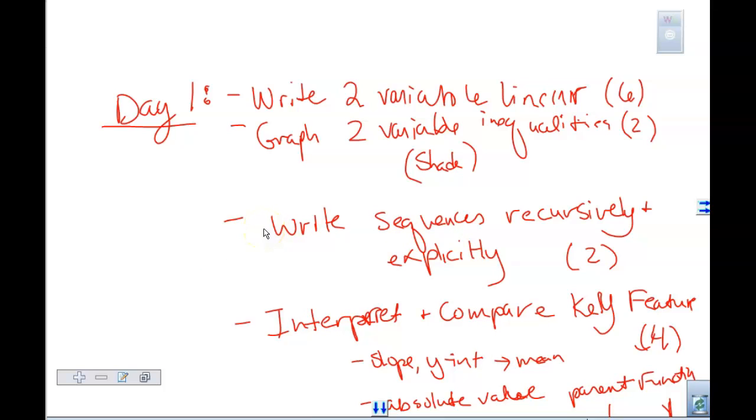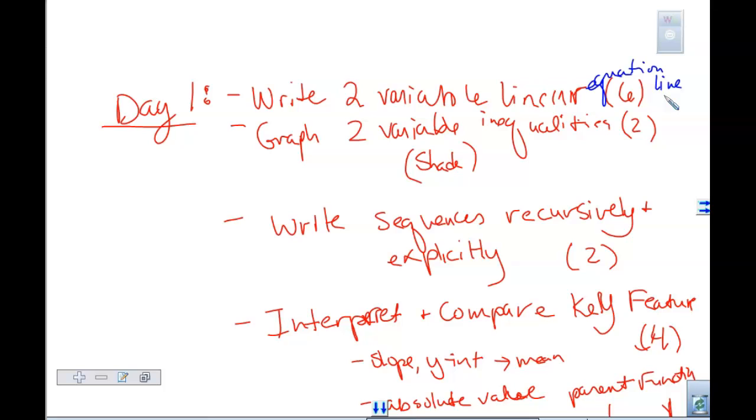So on day 1, here are the types of questions you're going to have. So day one, you need to be able to write a two-variable linear equation. So when I am taking a look at that, the first day, I need to be able to write a two-variable linear equation. There's going to be 6 questions. These are the ones where I say, give me an equation, I draw a line. So you might see a line, and I'll say, give me the equation.